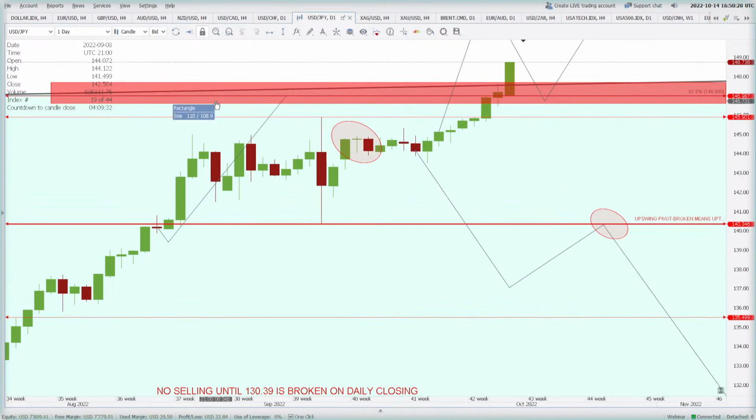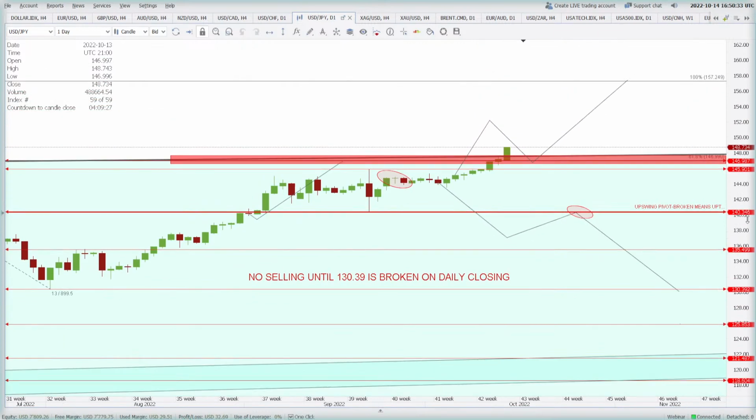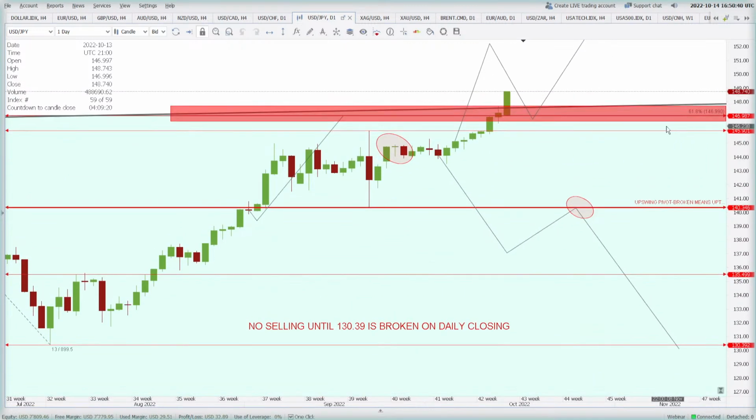All right guys, there's no problem in that. So yeah, 150, and after that actually a huge resistance may be seen at 157.24, but right now there is a support at 146.98 and actually at 147.672.